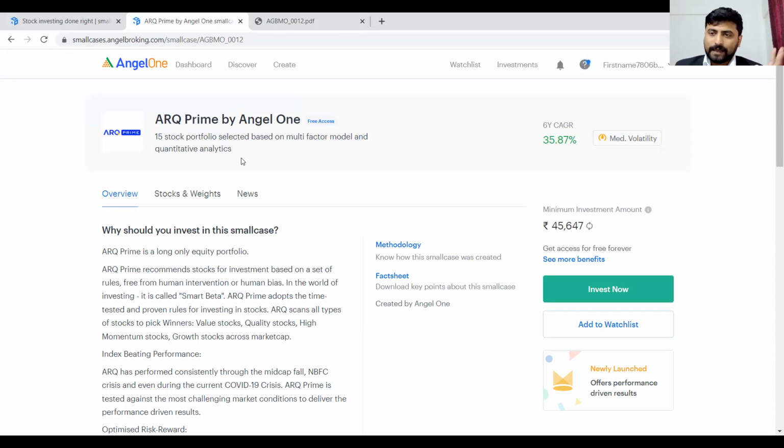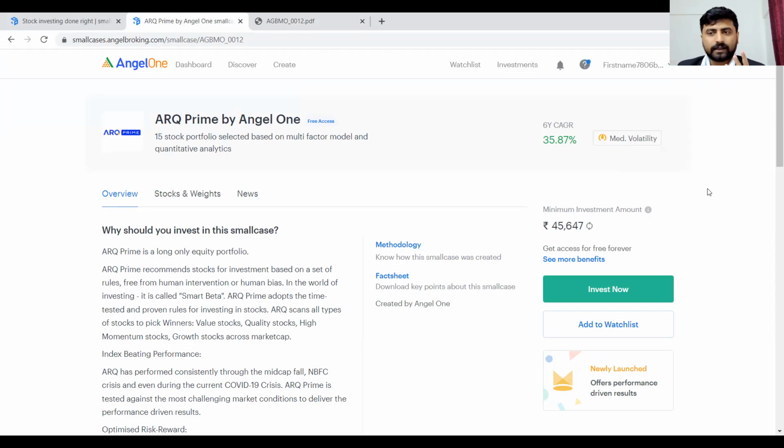So with the basic elements now covered, let us take a look at what volatility means. You can see here that this particular smallcase has been categorized as medium volatility. So let us try to understand what volatility means. In layman language, it means the degree to which this particular smallcase fluctuates along with the market condition.